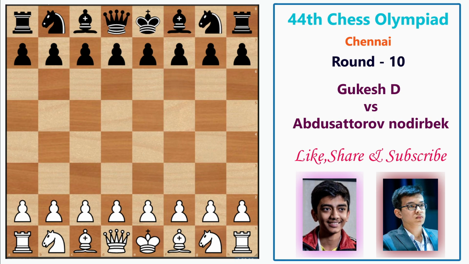In today's video, I'm going to show you a game played between Gukesh D and Abdusattorov Nodirbek. This game was played in the 44th Chess Olympiad, Chennai, round number 10.